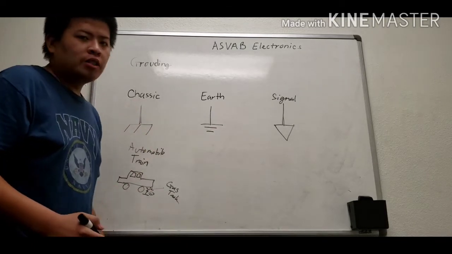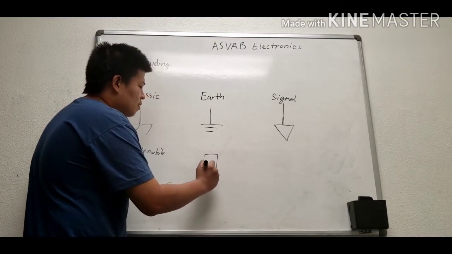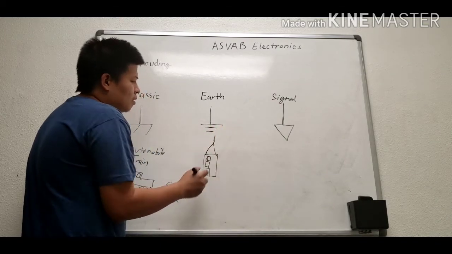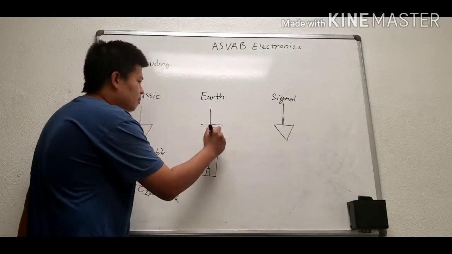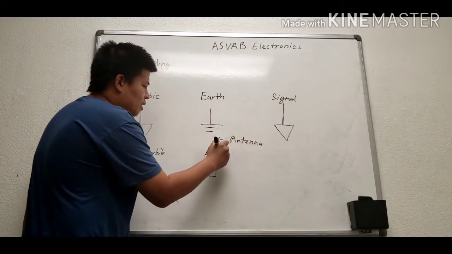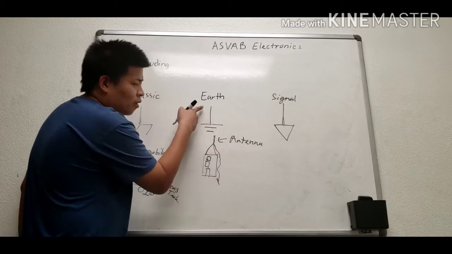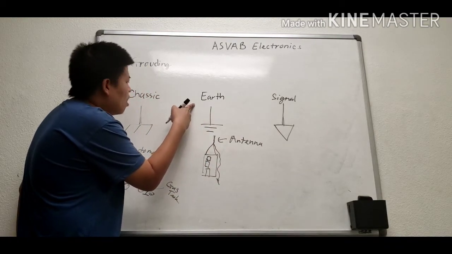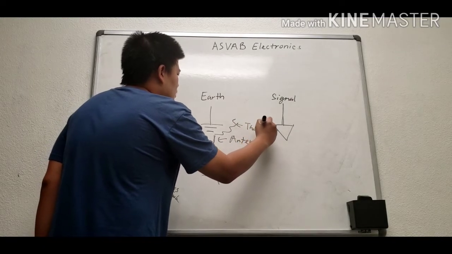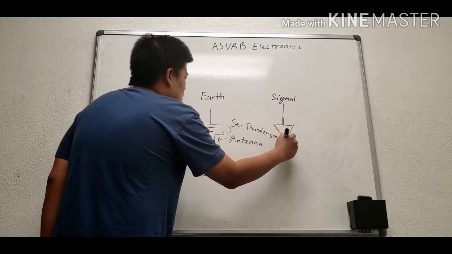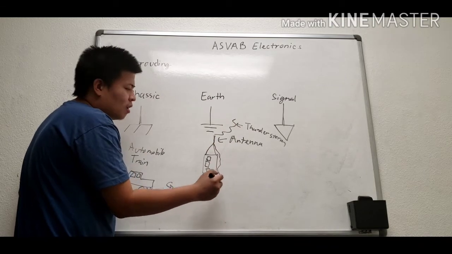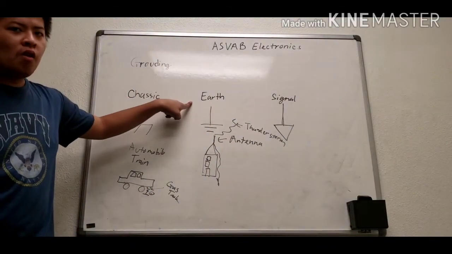The next one is earth. We know that we have the building, and we have the antenna in here. In here we connect to the ground, and that's it. We call it the earth grounding, because when we have a thunderstorm, they will transfer the electrons from the thunderstorm to the ground. So that's the earth ground.